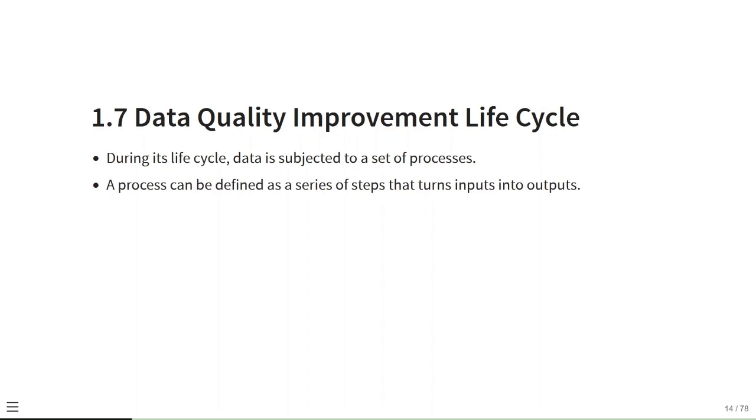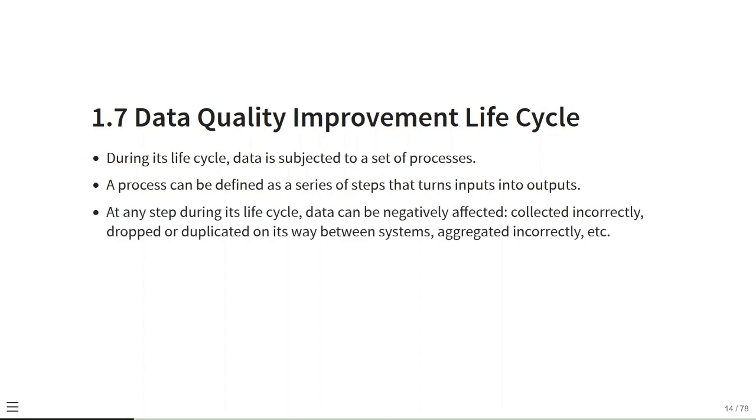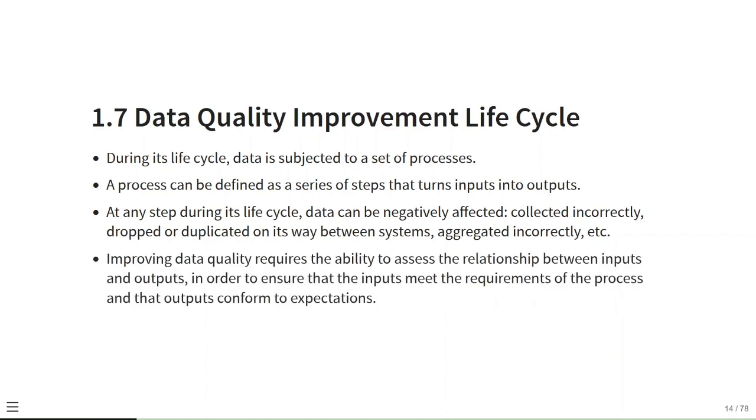The data quality improvement life cycle. During its life cycle, data is subjected to a set of processes. A process can be defined as a series of steps that turn inputs into outputs. At any step during its life cycle, data can be negatively affected: collected incorrectly, dropped or duplicated on its way between systems, aggregated incorrectly, etc. Improving data quality requires the ability to assess the relationship between inputs and outputs in order to ensure that the inputs meet the requirements of the process and that outputs conform to expectations.